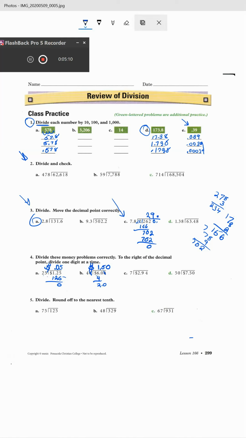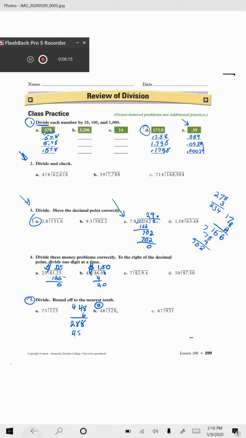All right. In number 5, you're dividing and rounding to the nearest tenth. So I'm going to do B with you. The decimal is here, right? All right. 48 does not go into 32. So it's going to go into 329. It would be 8 times, 4 times 8 would be 32. But 48 is almost 50. So I'm going to go down to 5 as my estimating number anyway. And 5 into 32 would be 6 times 30. So I'm going to do 48 times 6.